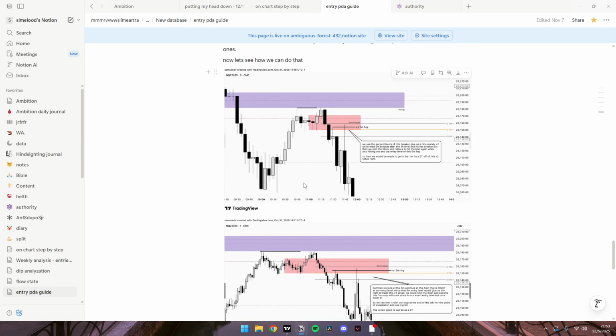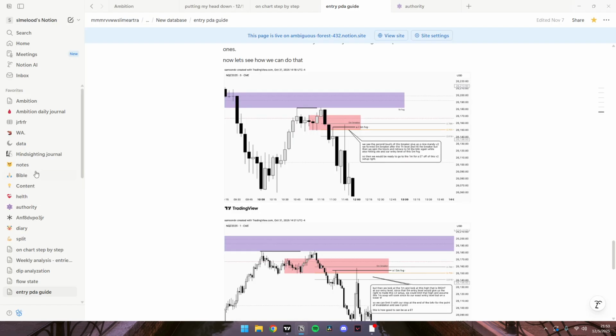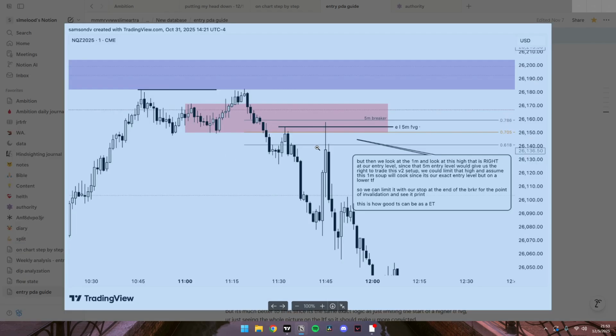This is pretty situational, kind of. Like here, for example, we have a 5 minute FVG right here, this little one. Also, this breaker here, inside this 5 minute breaker, inside OTE. So we scale to the 1 minute, and we see that our entry level has this high right here. So we don't have to wait.